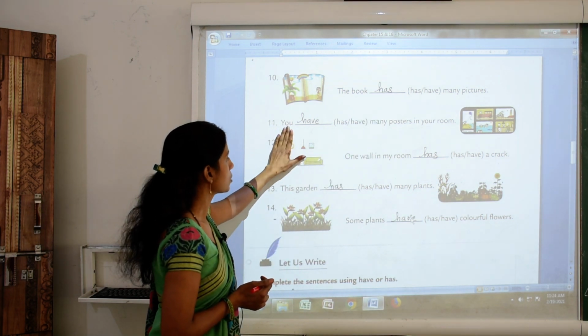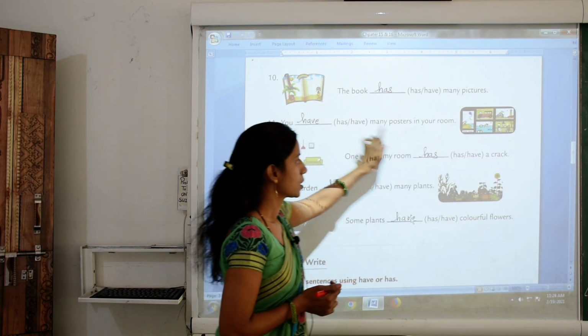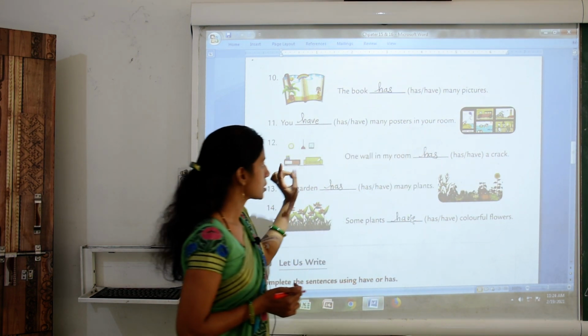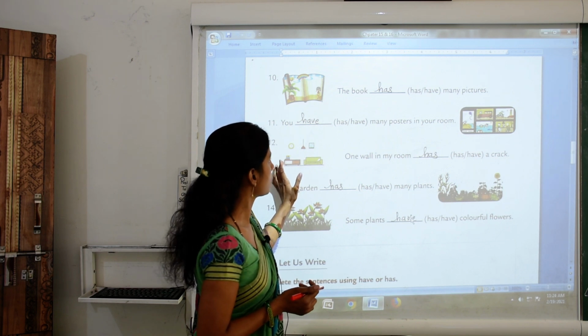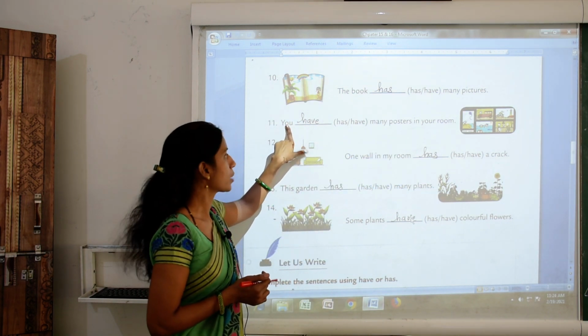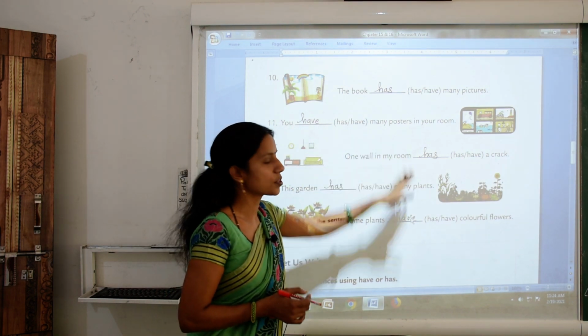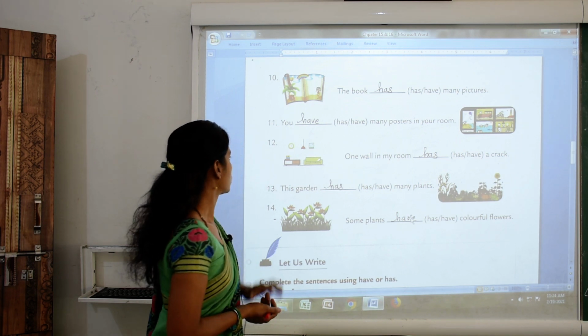Number 11, you have many posters in your room. Here room is single. Yes, we are talking about singular, but you. So here you have to write have, H-A-V-E, have. You have many posters in your room.